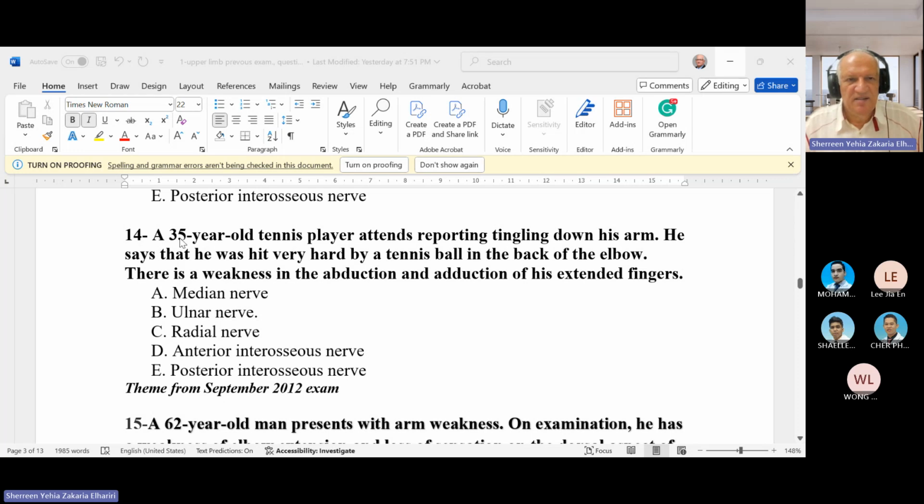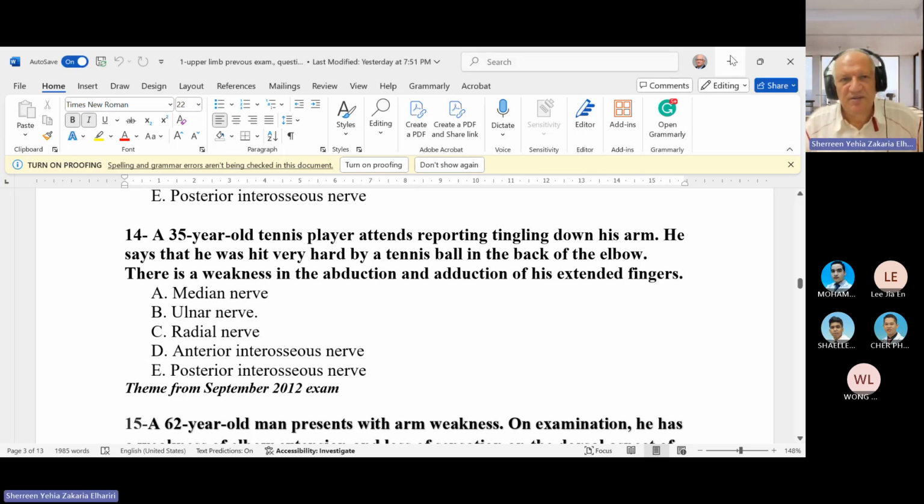Next question. A 35-year-old tennis player attended reporting tingling down his arm. He says that he was hit very hard by a tennis ball in the back of the elbow. The back of the elbow is this area, the area of the olecranon fossa. So he has a problem in the back of the elbow, with weakness in abduction and adduction of the extended fingers. Abduction and adduction is this movement, abduction like this.